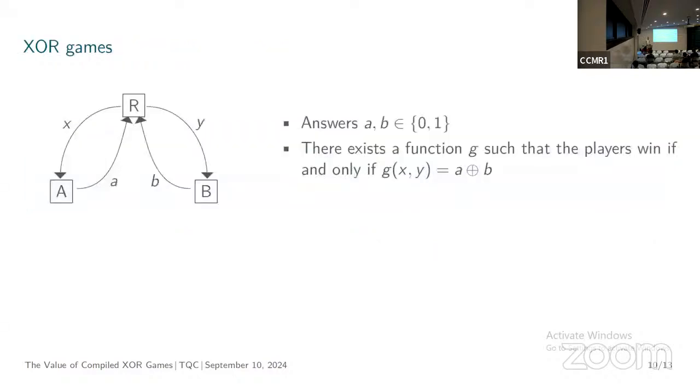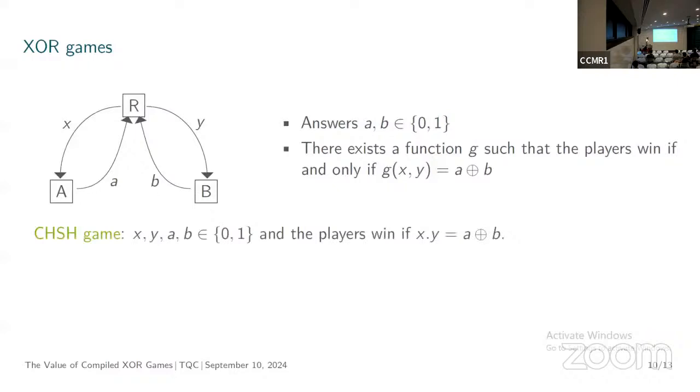So what are XOR games? It's a non-local game, and the feature of XOR games is that the answers for Alice and Bob are just bits. And also that there exists a function on the questions of the referee, and based on this function, winning only depends on the XOR of the answers. So I just have bits, I look at their XOR, and then depending on the value of the function, they either win or lose.